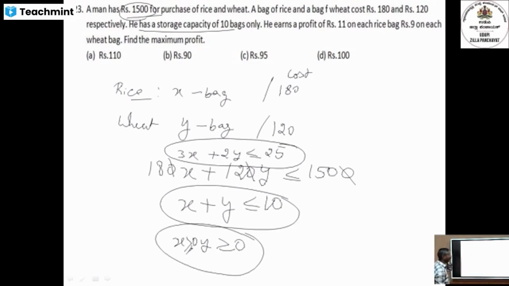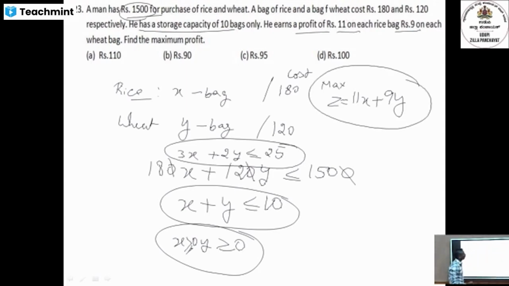He earns a profit of rupees 11 on rice and 9 on wheat. Find the maximum profit. So what you have to do is maximization of z equals 11x plus 9y subject to these conditions: first one, second one, and the third.